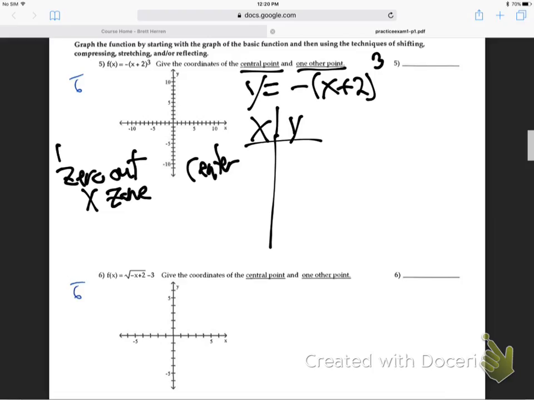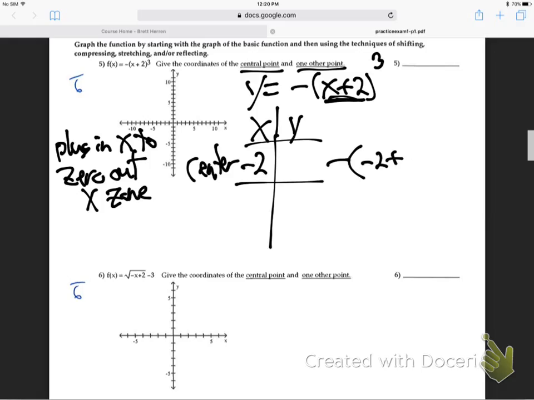Right? Plug in x to zero out the x zone. What am I talking about? This right here. When I say the x zone, I mean what's in the parentheses, or what's in the absolute value, or what's in the square root, whatever little world x is in. Plug in whatever x will make that little zone become 0. So what x can I plug in there that'll make that become 0? Negative 2. Does that make sense? If I plug in negative 2 to that little world, I'll get 0 cubed, which is just 0.